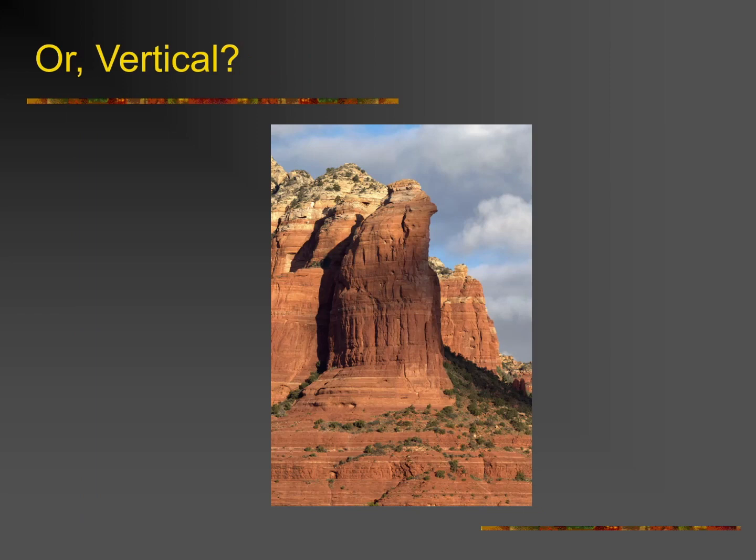Vertical landscape photos work best when the subject is also vertical. Consider a very tall waterfall or mountain peak. This is Coffee Pot in Sedona, and it is indeed very vertical itself, and it's also surrounded by a lot of distractions and messiness on each side. So a vertical certainly works best in this situation.